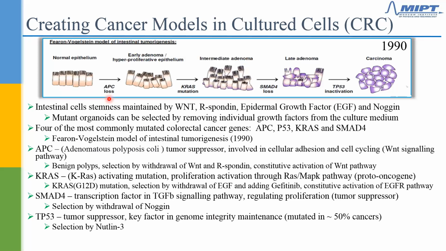And in this Fearon-Vogelstein model, they suggested that there is sequential mutation in the three tumor suppressors APC, adenomatous polyposis coli, P53, and SMAD4, and then a specific KRAS mutation converted it to an oncogene. Sequentially, APC got knocked out, then it became early adenoma, then KRAS mutation occurs, it's intermediate adenoma, then SMAD4 loss, this transcription factor in the TGF-beta signaling pathway, will emerge late adenoma, quite already a dangerous situation. But then knockout of P53, the tumor suppressor involved in the majority of cancers, will lead to emergence of carcinoma. That was their model.